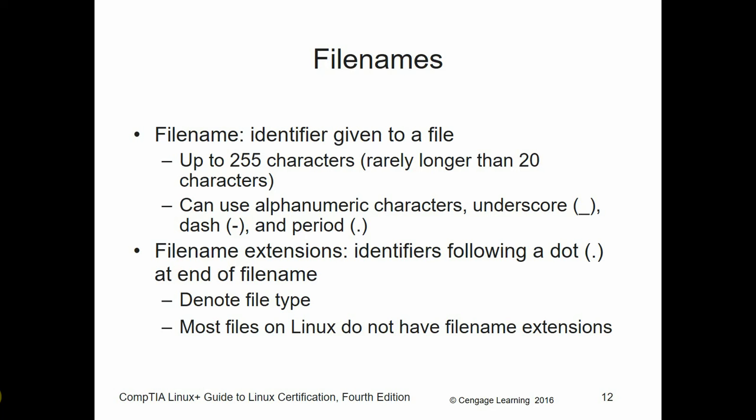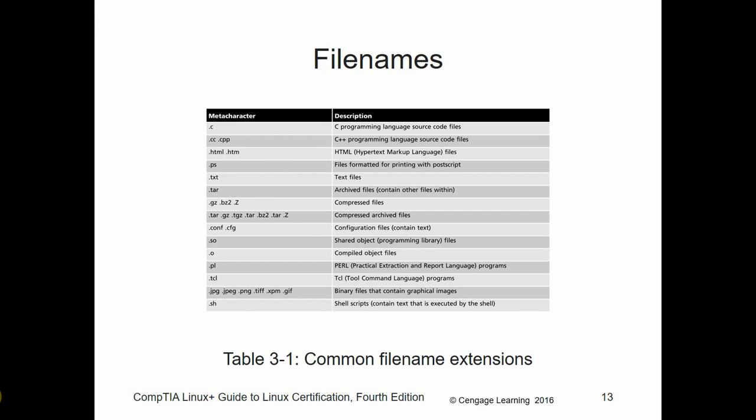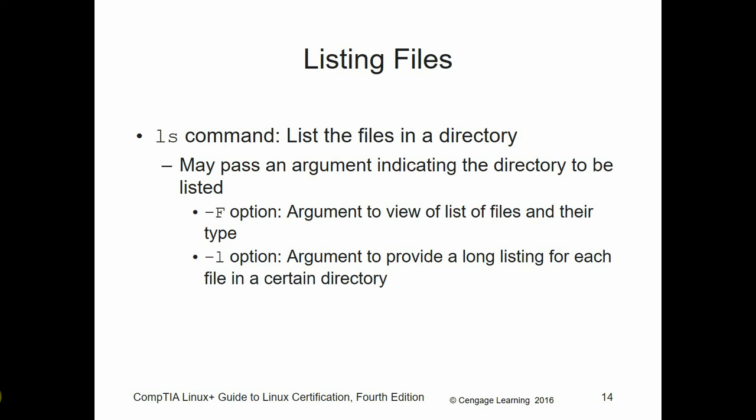Most files on Linux do not have a file extension. Now these are for programming languages: .c, for example, is C programming language source code, and .cc or .cpp stands for C++ programming language. And we have a different type of file, .sh, which is a shell script, which you can run and create a program through the shell.